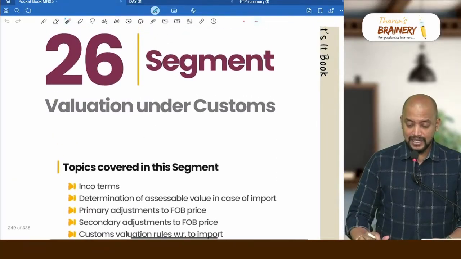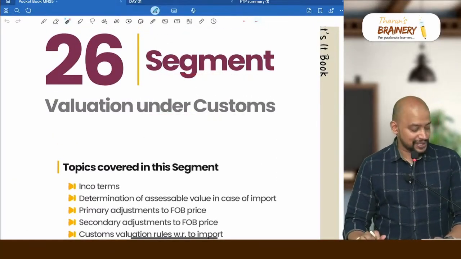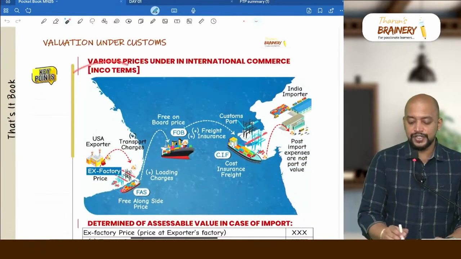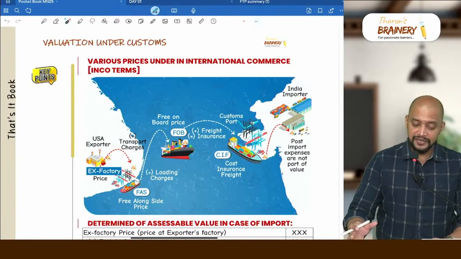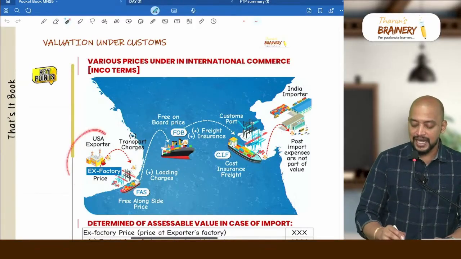The next segment that we need to discuss is valuation under customs. In this valuation under customs, we have first of all Incoterms. Incoterms refers to international commerce terms. There are various terms which can be given in the question, but ultimately you need to have clarity. First they may give ex factory price.